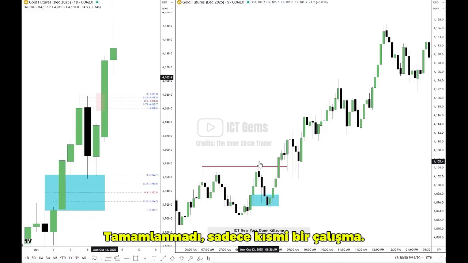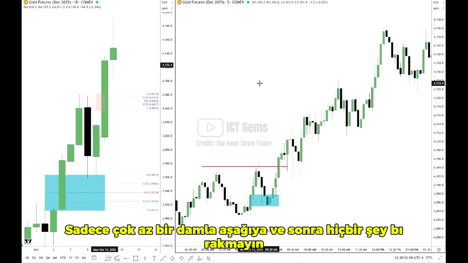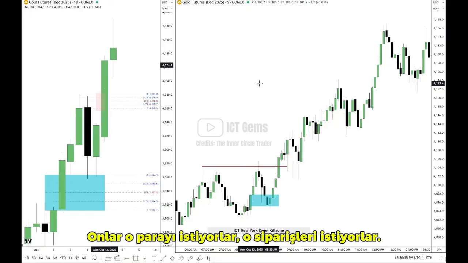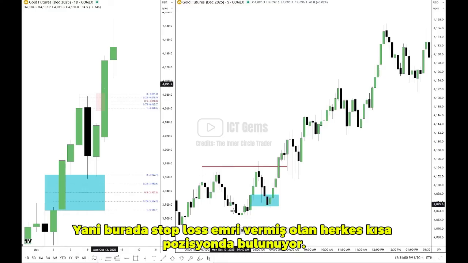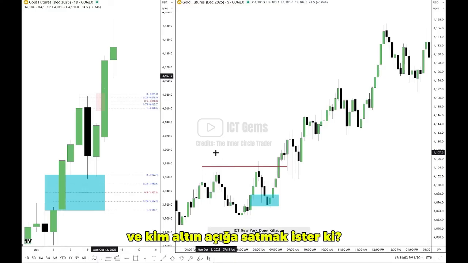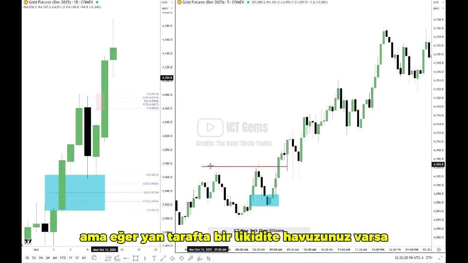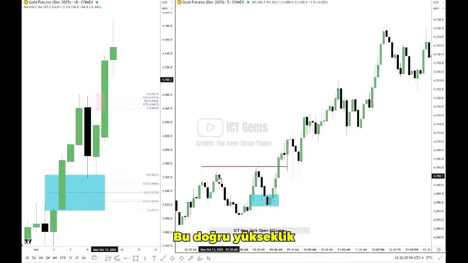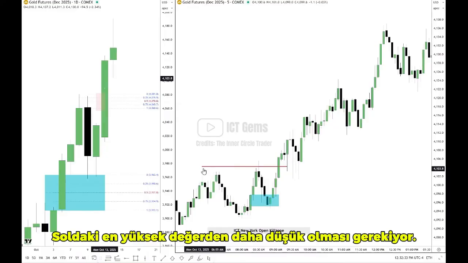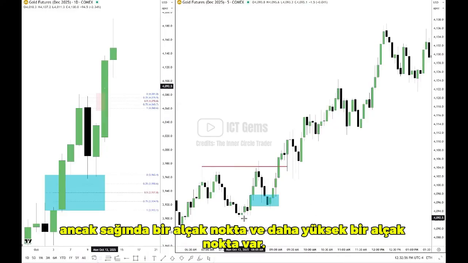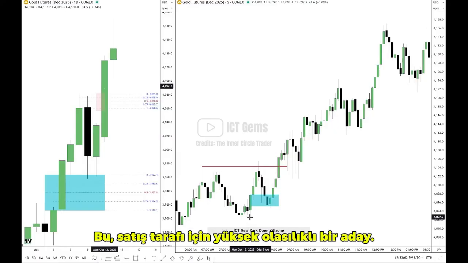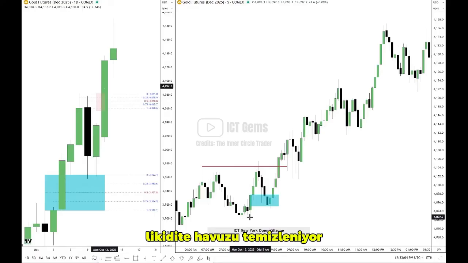It's just a partial, just a tiny little drop down and then leave. No, no. They want that money. They want those orders. So everyone that's short here that had a stop loss, and who would be wanting to short gold? Look at social media. Look at them. But if you have a buy side liquidity pool that's framed properly, as I give you, the right high needs to be lower than the high to the left of it. But a low and a higher low to the right of it, that would be a candidate for what? It's a high probability candidate for a sell side liquidity pool being purged.